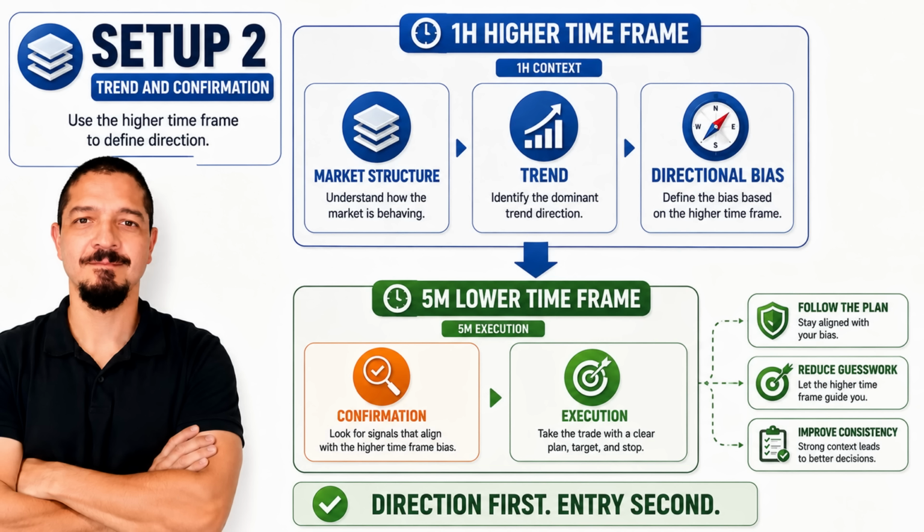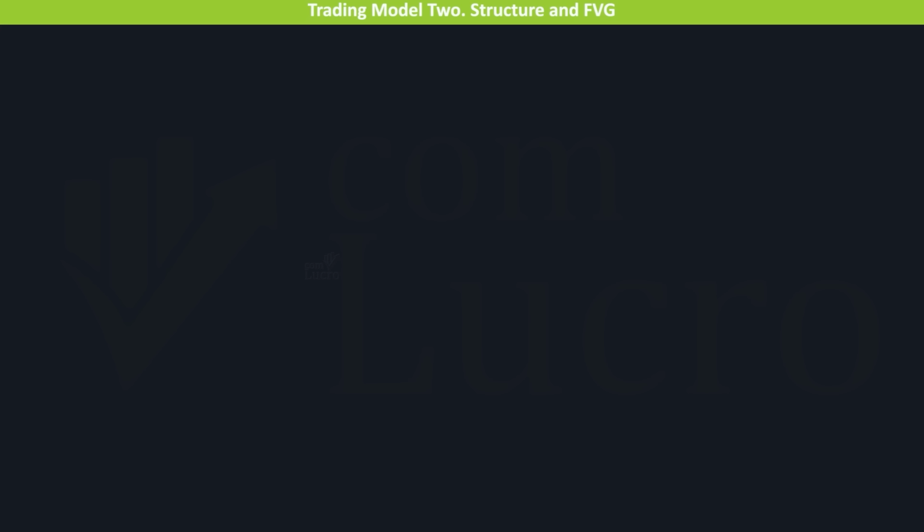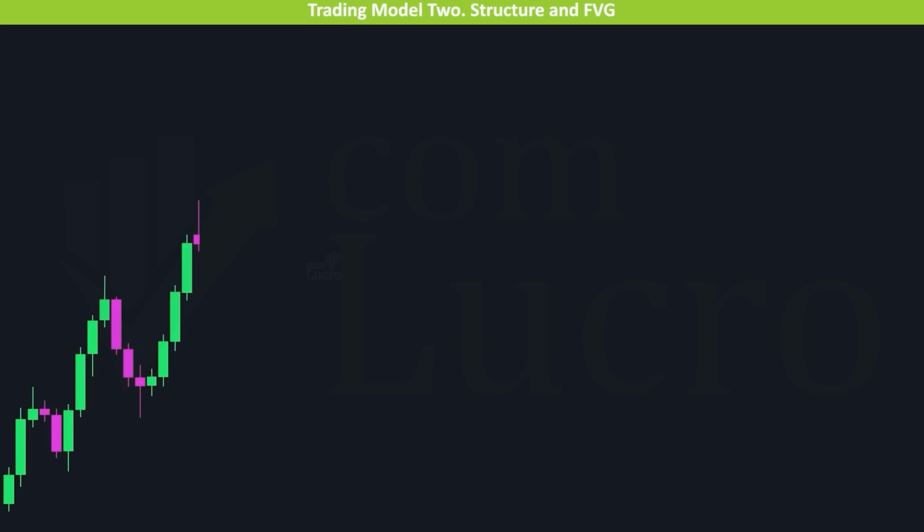For this setup, 2 time frames are used to execute the trade. The 1-hour chart serves as the higher time frame, while the 5-minute chart is used as the lower time frame. On the 1-hour chart, the focus is on analyzing market structure to determine the overall trend. Look for breaks of structure and changes in character to define directional bias. Now, let me walk you through how this looks on the price chart.